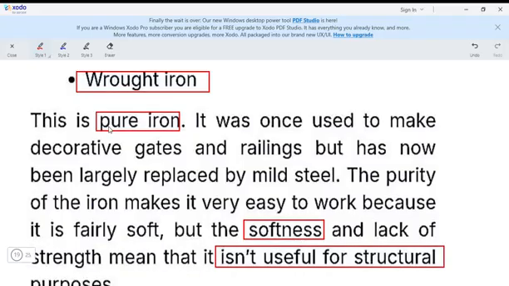Now, wrought iron. This one is the pure iron. You can use W to remember that, W, water. Your water is pure water. So from the word water to water, pure iron.